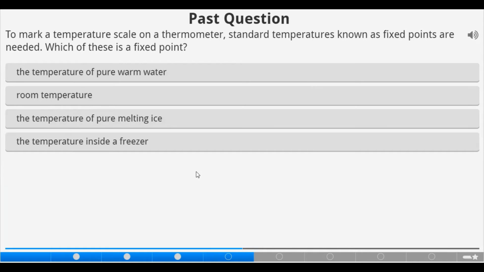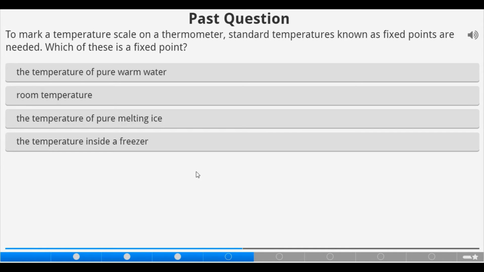So let's deal with this past question. To mark a temperature scale on a thermometer, standard temperatures known as fixed points are needed. Which of these is a fixed point? The temperature of pure warm water? No. Room temperature? Room temperature is said to be about 25 degrees centigrade. So that is false. The temperature of pure melting ice, that is 0 degrees centigrade.